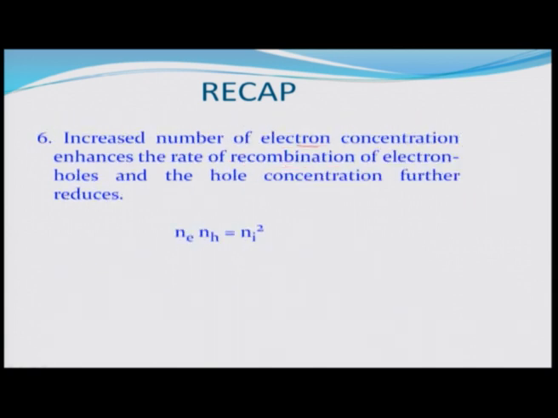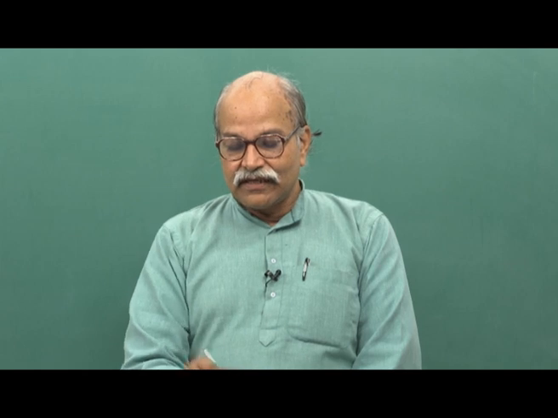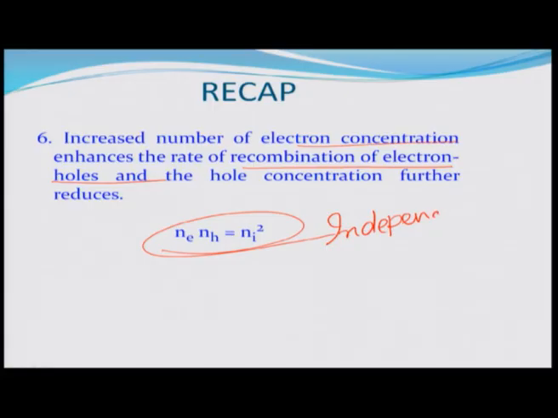Now, the electron concentration increases, but then the recombination of electron hole pairs also increases, and that reduces the hole concentration. And for any level of doping, Ne into NH remains constant. This is independent of doping.